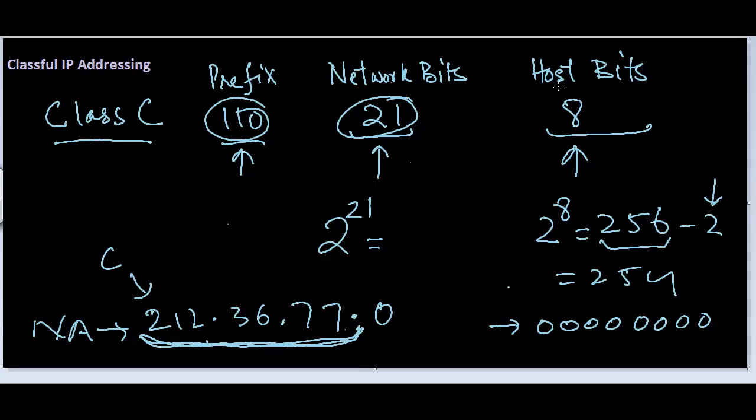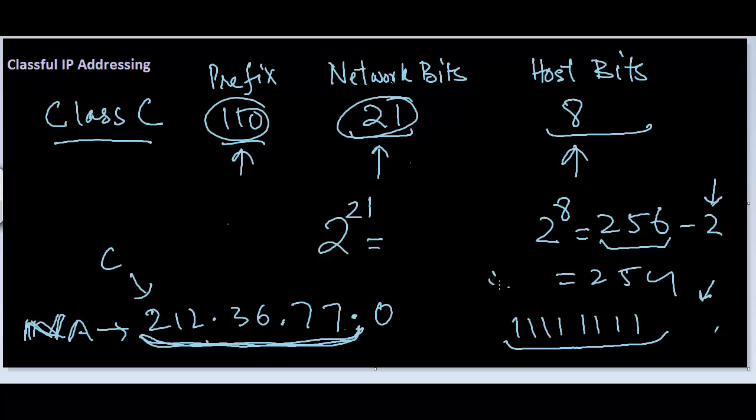Therefore, one of the values that these 8 bits can have is all zeros, right? All zeros means that when the host bits are all set to 0, this is the network address. We're trying to specify the network address. And when the host bits are all set to 1, so all 8 bits have been set to 1, then this is a special address. This is called a broadcast address.